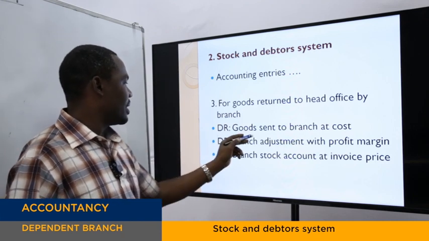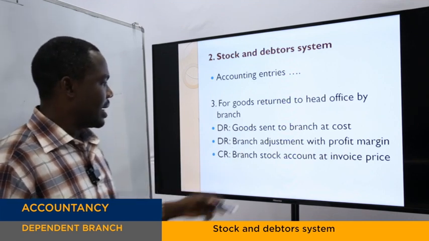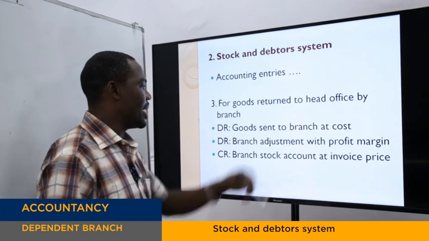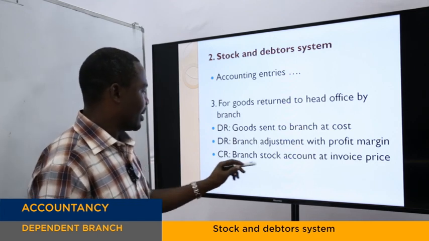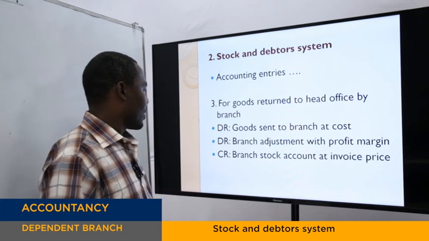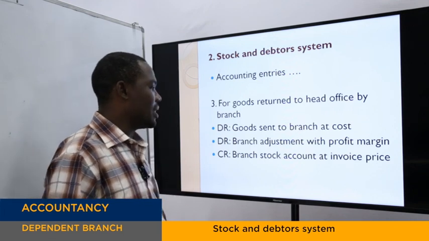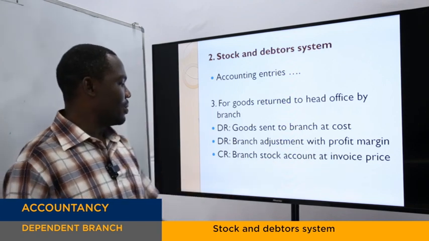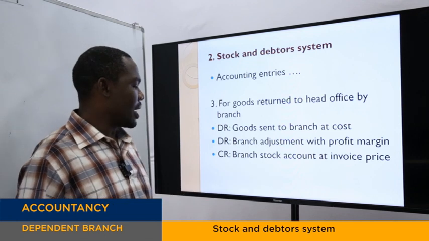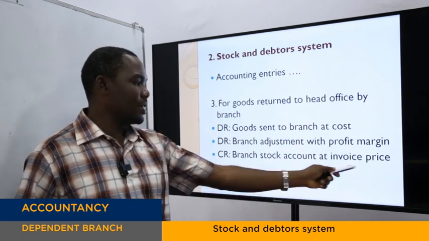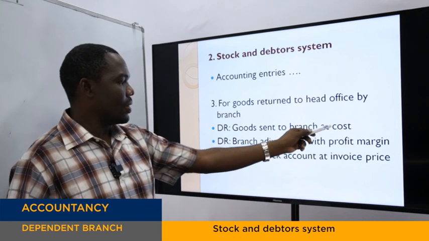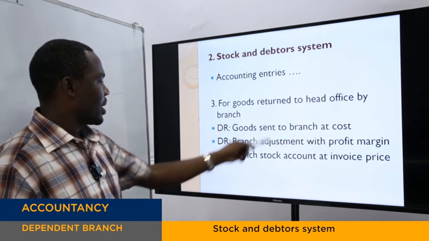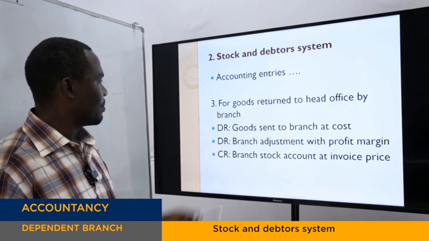So we are going to debit the goods sent to branch. This will be at cost because the goods sent is normally recorded at cost. The other entry will be to branch adjustment, and this is with the profit margin. So we are going to reduce the goods sent to the branch stock account by crediting it at invoice price. So the cost plus the margin will have adjusted that entry for return.